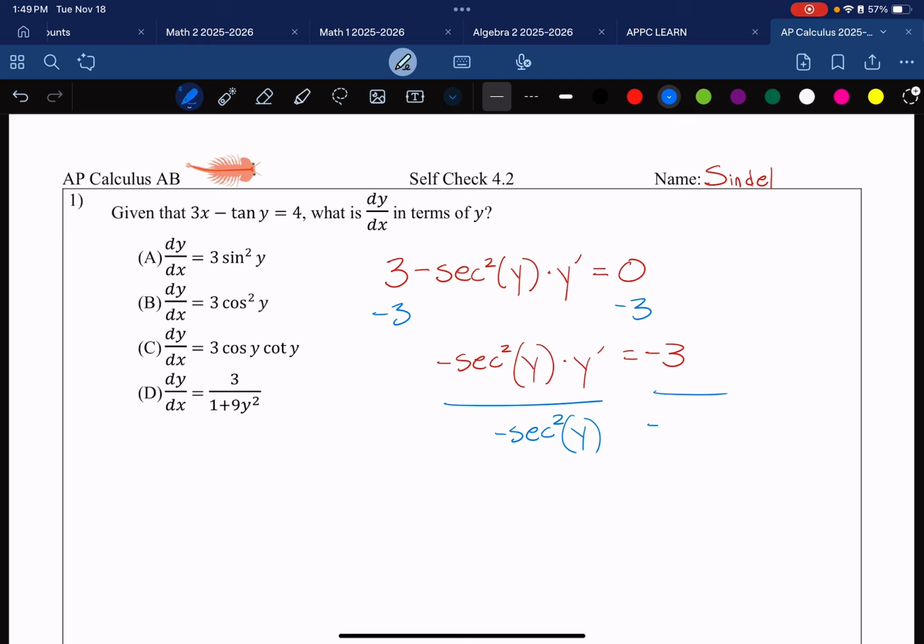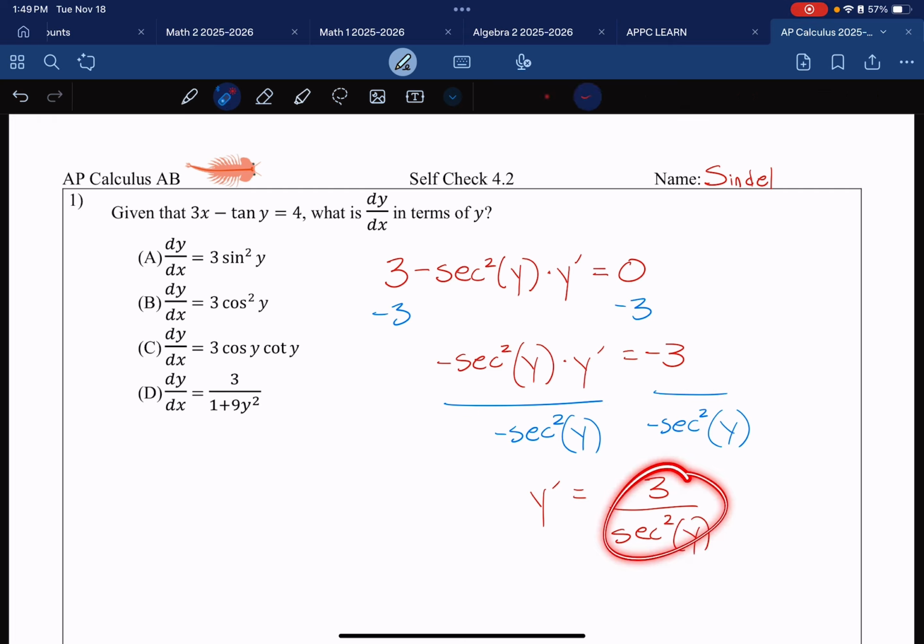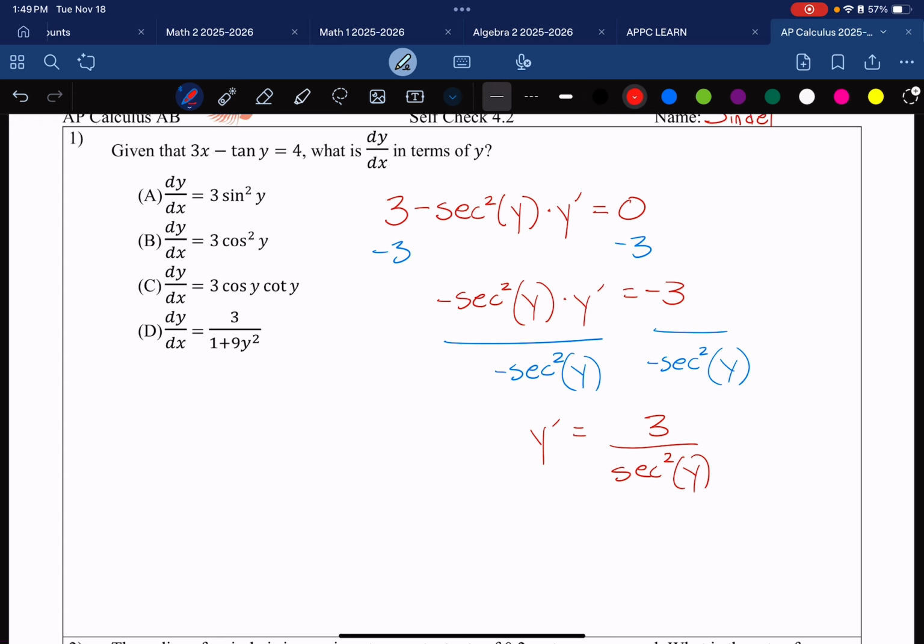Divide this side by a negative secant squared of y. Maybe I'm showing too much work here. And that's going to give me my y prime by itself. And that's going to be equal to, well, a negative divided by a negative is a positive. This is going to be a positive 3 over secant squared of y. Done, right? I mean, we are done, but that's not showing up anywhere. I don't see something with a secant squared in the bottom. I mean, maybe there's a squared in the bottom there. No, you're wrong. So you have to remember another fact.